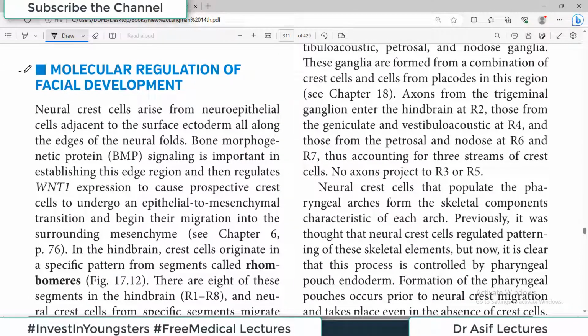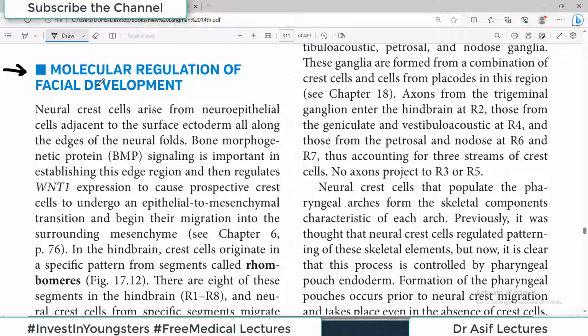Now let's talk about some molecular regulation of facial development. As you know, Langman has included a section on molecular regulation in all the chapters, and molecular regulation basically means which genes are involved. And my understanding is still, and I say this in every embryology video, that things are not very clear in embryology. We have a beautiful human body and the development is still hidden. This is a hidden truth. We don't actually have 100% understanding of how the process of development is being controlled.